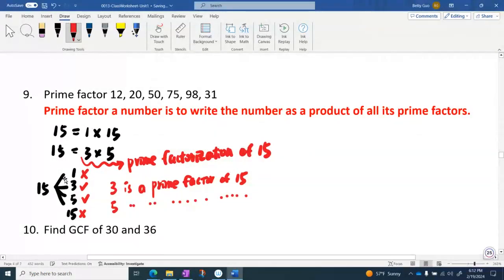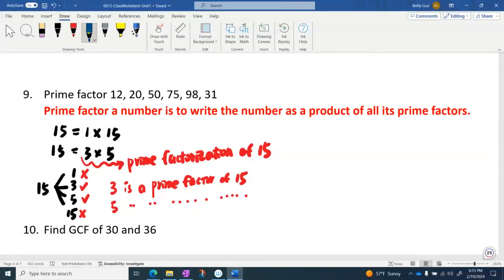If we write the number 15 as the multiplication of all its prime factors, 15 has 2 prime factors. If we write 15 as the multiplication of all its prime factors, then that process is prime factoring 15. And the right-hand side, 3 times 5, is the prime factorization of 15. I think this would help us to understand the process of prime factoring a number and what a prime factor of a number is. The focus is to learn how we prime factor a specific whole number.